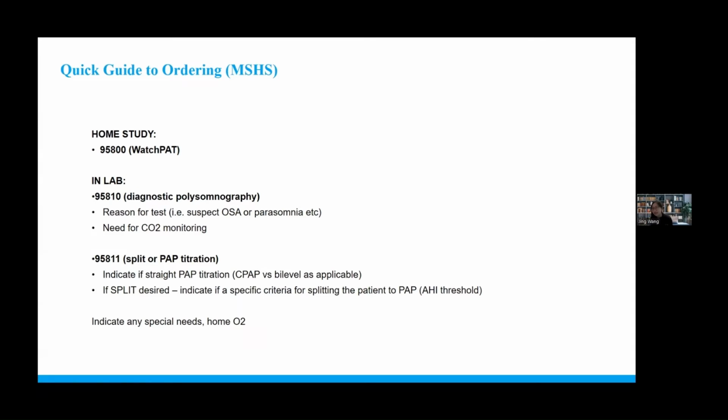And then lastly, indicate any special needs: a patient who's non-ambulatory, has any visual or auditory impairment, or patients who need home oxygen. It's good to know who this patient is coming into our lab for testing, and make sure we're adequately prepared.